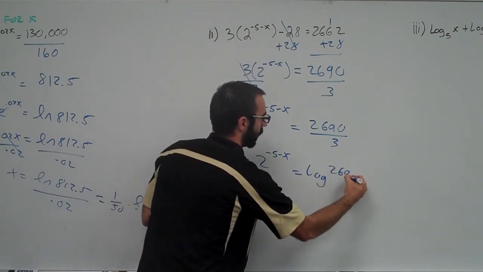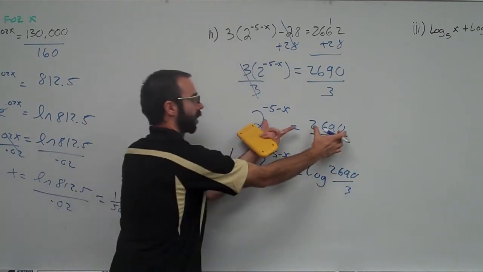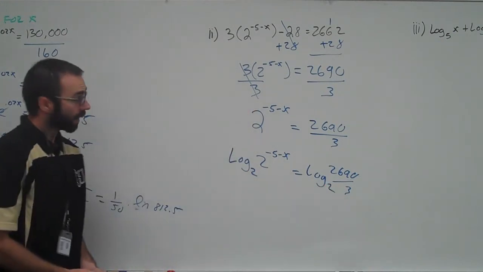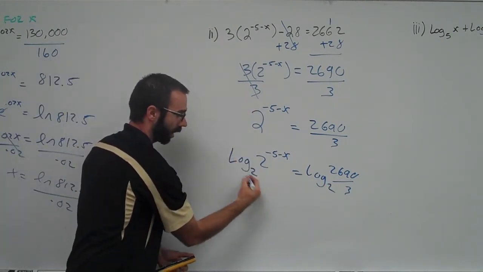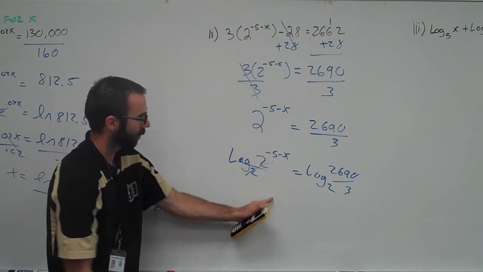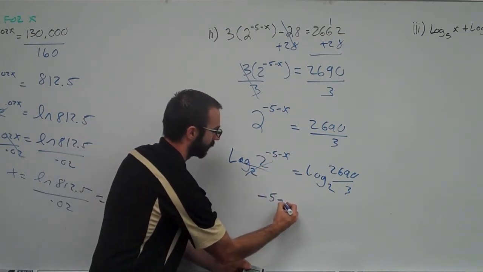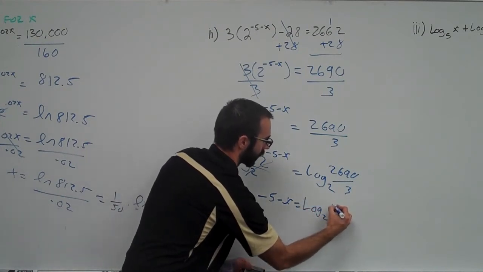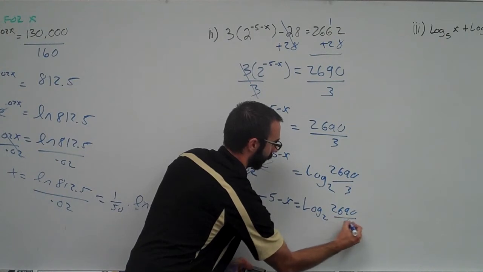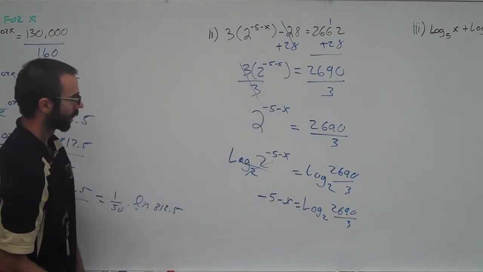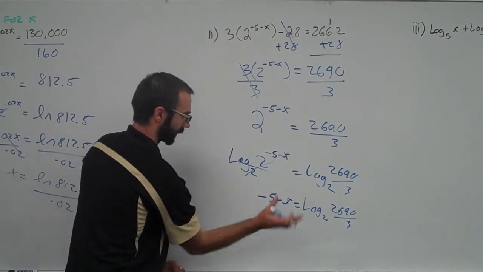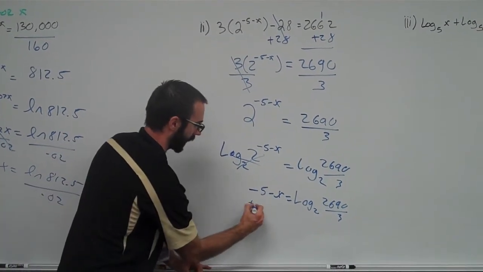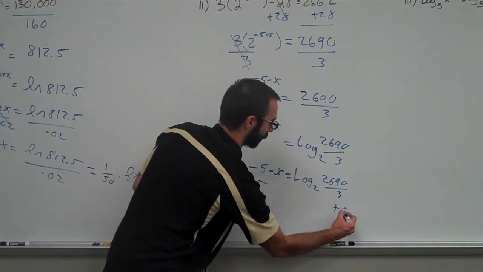And then we have this whole thing right here. So I just took this whole thing, it's on both sides, and I put the log right there. Oh, base 2. Very nice, watch this. And so that's gone there. So we just bring down negative 5 minus x equals log base 2 of 2690 divided by 3. Let's go ahead and add 5 to both sides. I'm going to add 5, I'm going to add 5.